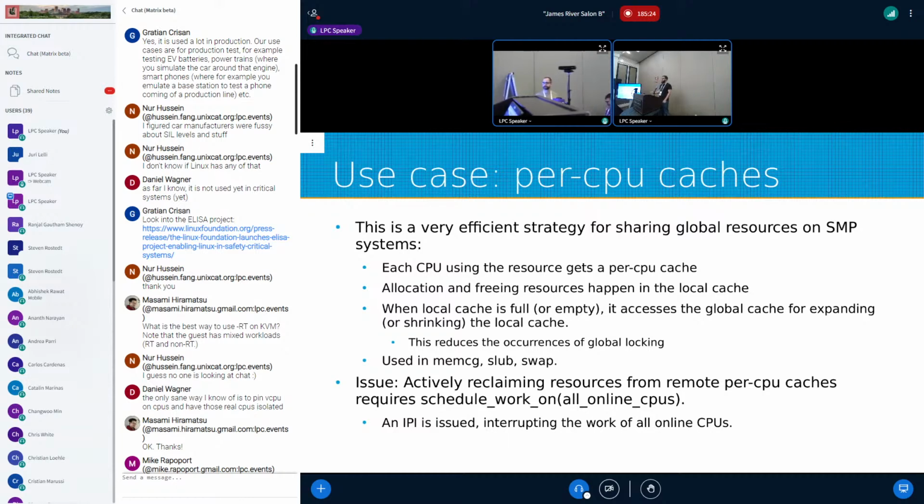The thing with this strategy is, let's say you are running out of memory, for example, and you need to request this resource from the other CPU caches, you need to do an IPI, meaning that you will stop the CPU from doing whatever it was doing, and you will require its CPU time.